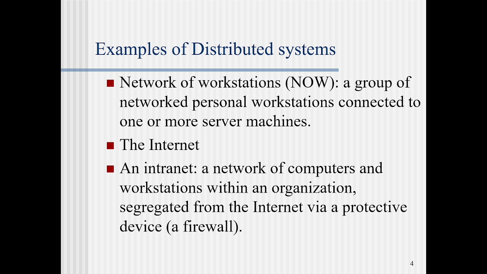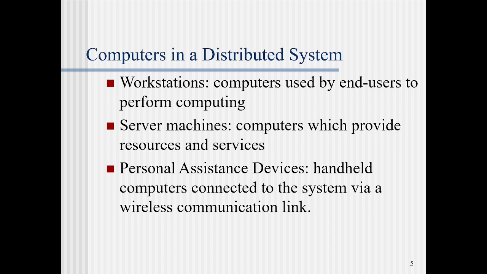Then the internet is also a distributed system, which connects all the independent systems via the network. The next one is the intranet. Within a campus or within a region, we can call it an intranet. It is a network of a group of computers and workstations within an organization, segregated from the internet via a protective device that we call a firewall. These are all examples of distributed systems.